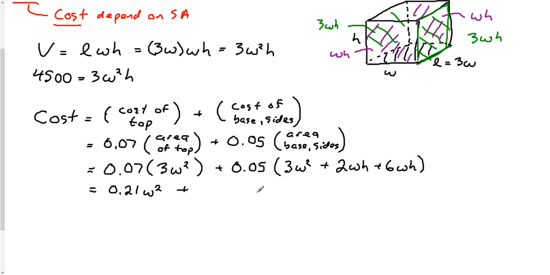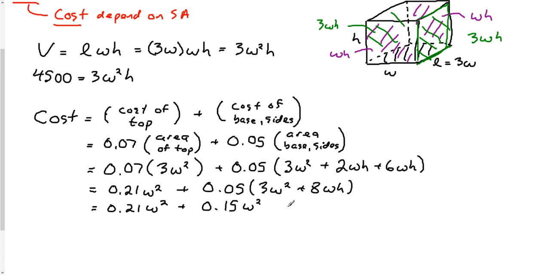plus, in here, let's collect our like terms before we do our multiplication. So that's going to be 3W squared. 2WH plus 6WH is going to give us 8WH. And now we can do our multiplication. 0.21 W squared plus, this will be 0.15 W squared and plus 0.4 WH. And now we have some more like terms to collect.